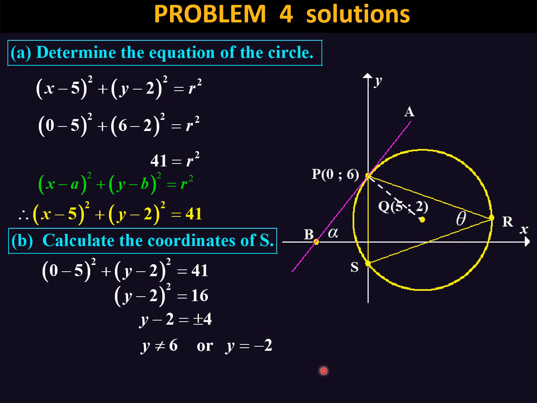Now, which one is S, right? So we already have P, so S has to be the negative 2. So S is 0 and negative 2. And then as usual, just insert it in your diagram. So if you need it for the next part of the question, you don't have to go and look amongst your calculations here.